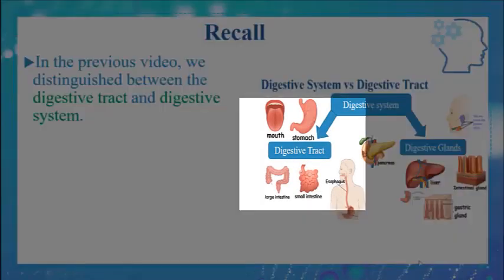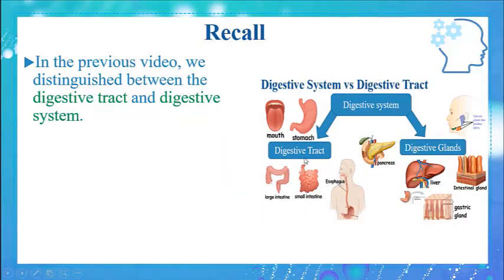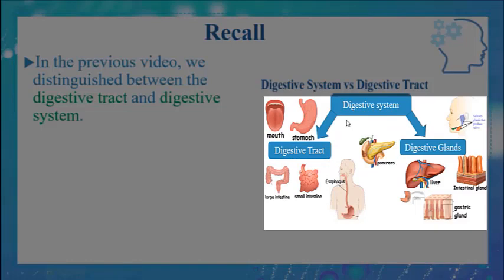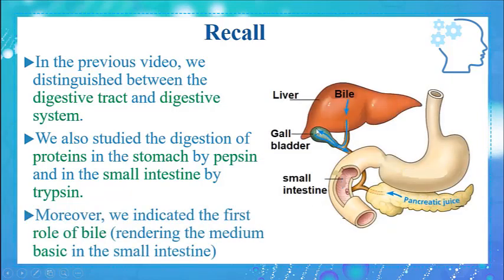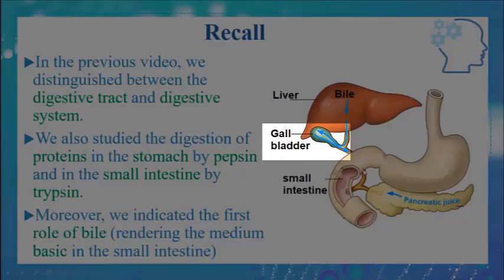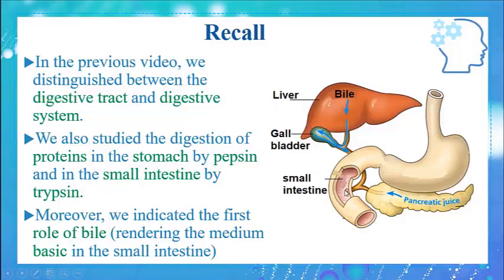In the previous video, we distinguished between the digestive tract and digestive system. We also studied the digestion of proteins in the stomach by pepsin and in the small intestine by trypsin. Moreover, we indicated the first role of bile, which is rendering the medium basic in the small intestine. Recall that bile is produced in the liver, stored in the gallbladder, and conducted into the small intestine.